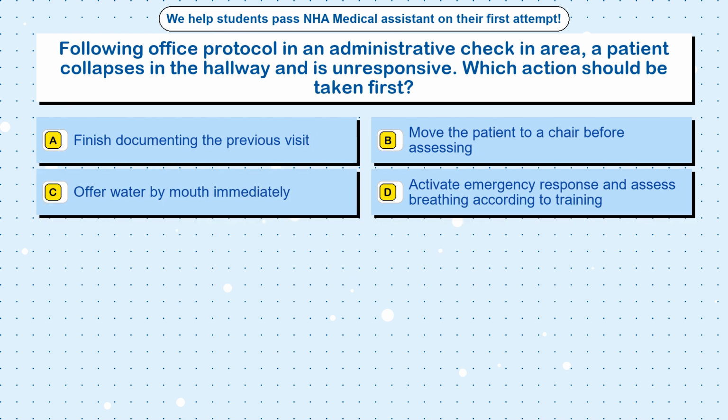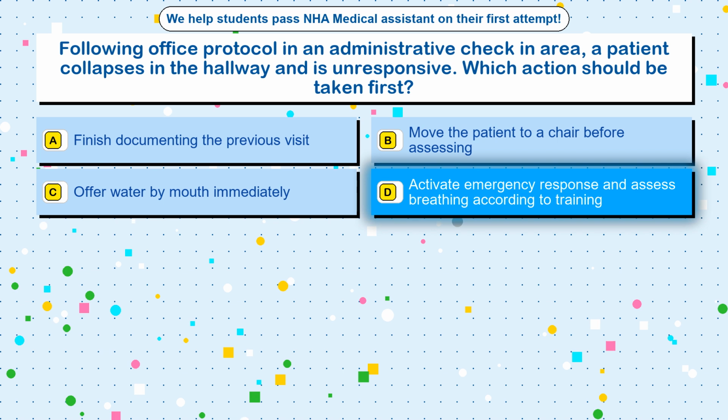Question 10. Following office protocol in an administrative check-in area, a patient collapses in the hallway and is unresponsive. Which action should be taken first? Option A. Finish documenting the previous visit. Option B. Move the patient to a chair before assessing. Option C. Offer water by mouth immediately. Option D. Activate emergency response and assess breathing according to training.